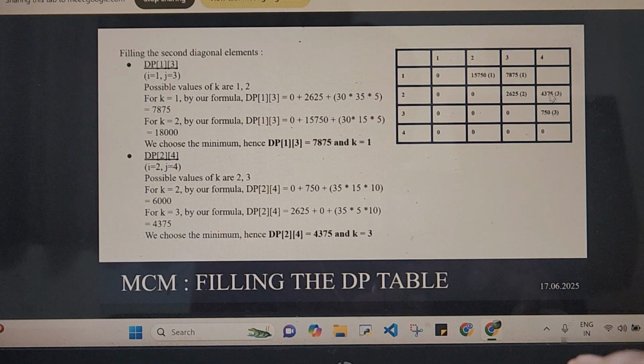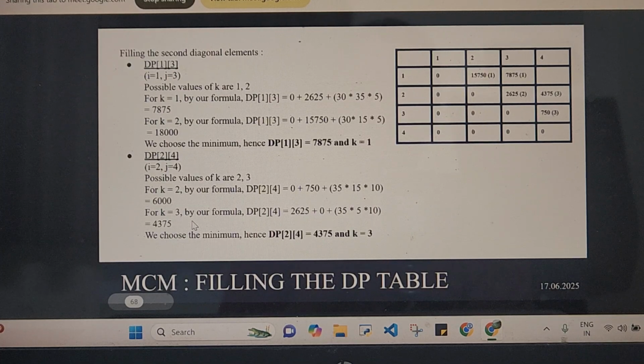Similarly, you want to do the other grid on that diagonal, which is dp of 2 of 4. So i is 2, j is 4, k again can take the values 2, 3. If you take k equals 2 and substitute, you will get 6000. If you take k equals 3 and substitute, you get some 4000 something.